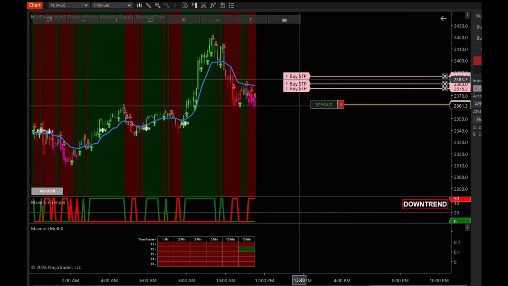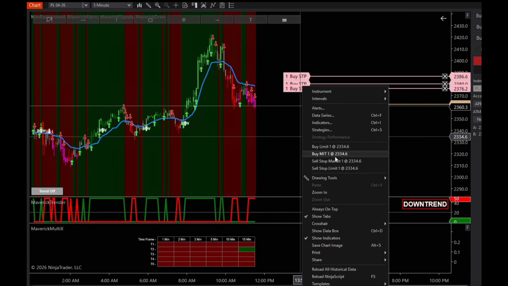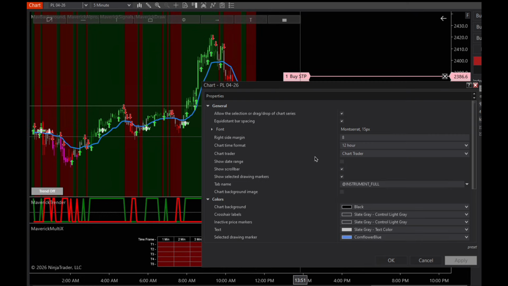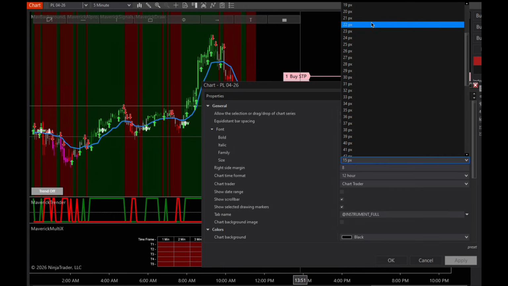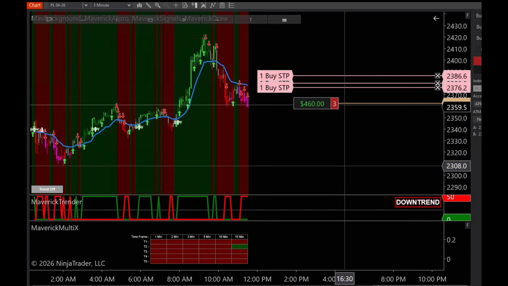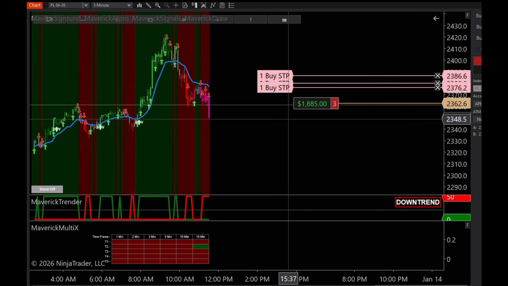So I am in 3 contracts. I just moved my stop losses way up here so you guys could see this. I probably should have made my font a little bigger. Hang on one second. Let me see if I can do that for you guys. Let's make this like 22. Okay. So the magic number you've got to get to is 3,000.